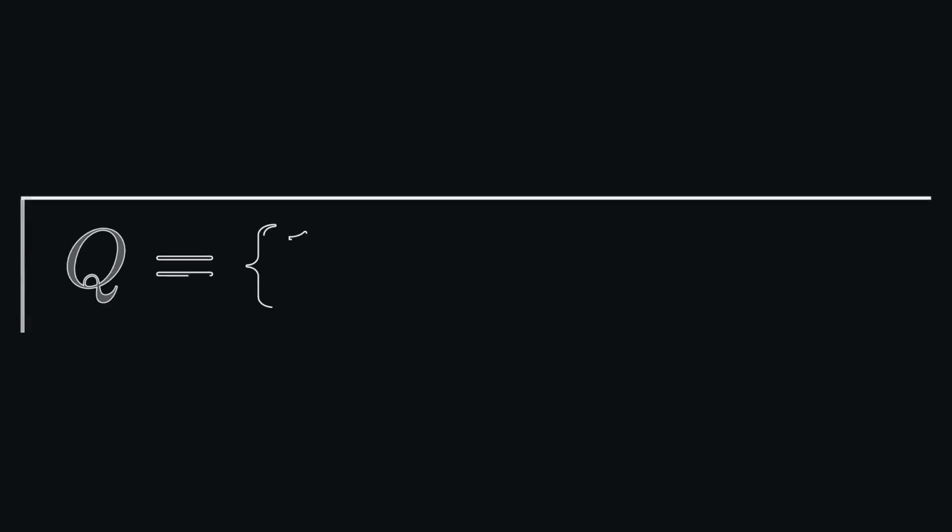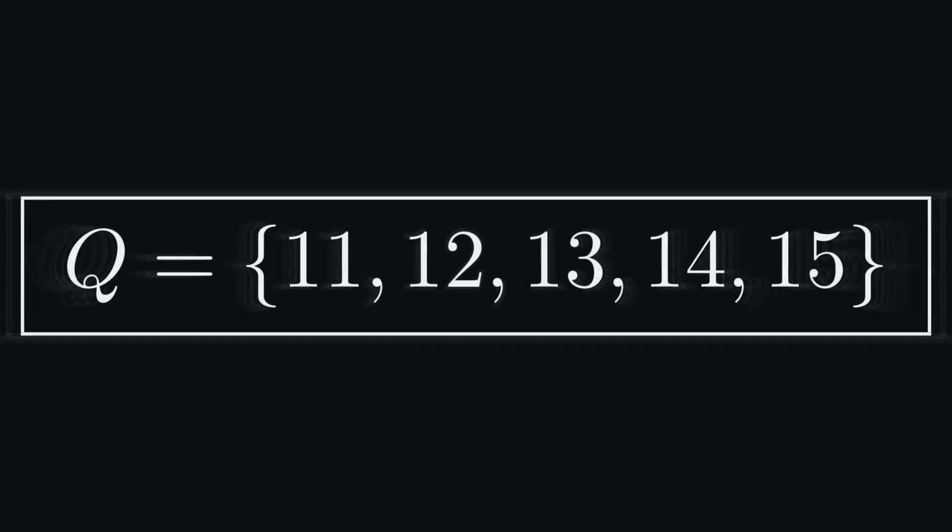Now, we need to exclude any values greater than 15. The numbers 16, 17, 18, and 19 exceed 15. So, these values are not included in set Q. Therefore, the final answer is that Q consists of the numbers 11, 12, 13, 14, and 15.